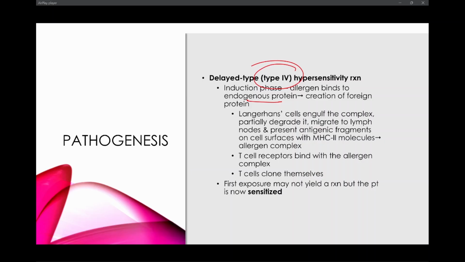We have these Langerhans cells. We talked about those a little bit. What's the other protective cell that we have for our skin? Melanocytes. Melanocytes for UV radiation, and then we have our Langerhans cells for immune protection. So the Langerhans cells try to engulf the complex, degrade it, bring it to our lymph nodes so we can get rid of it, eventually in the feces, but present these antigenic fragments on cell surfaces, causing the allergen complex to form.